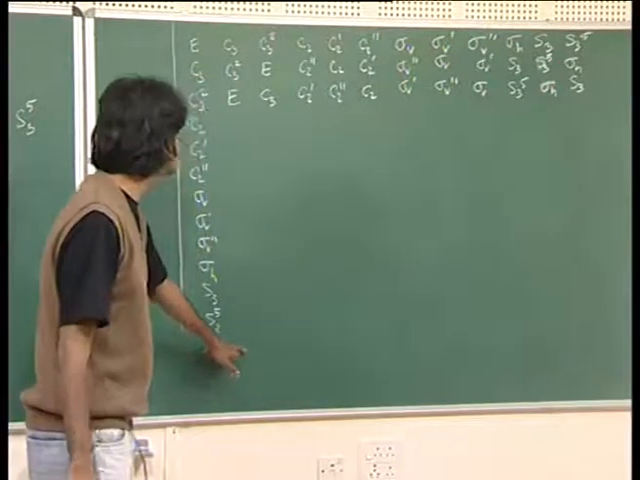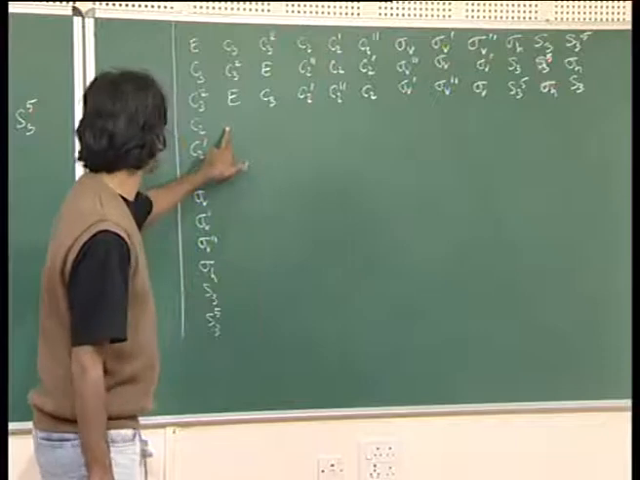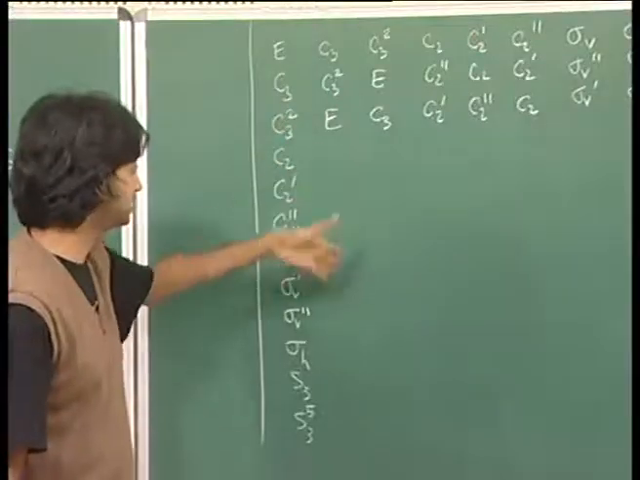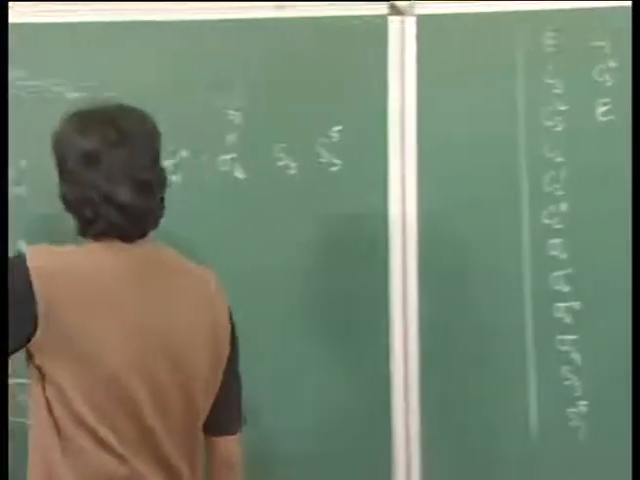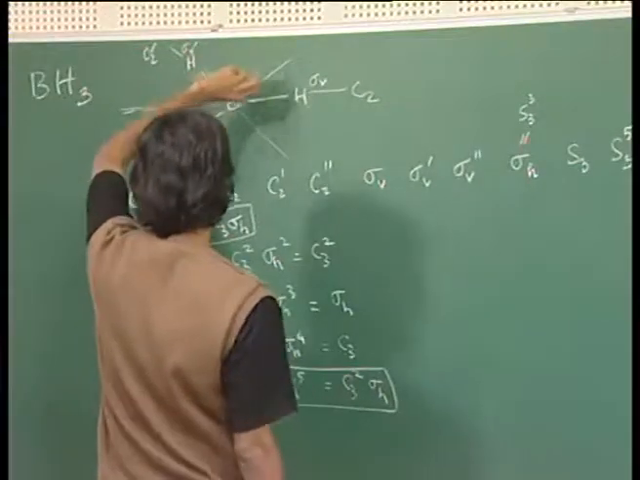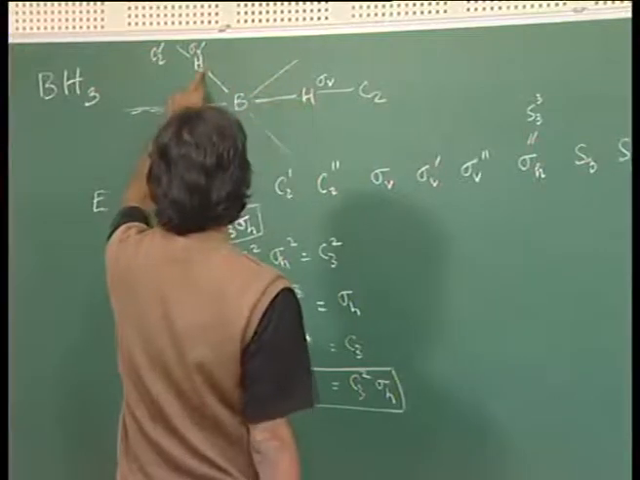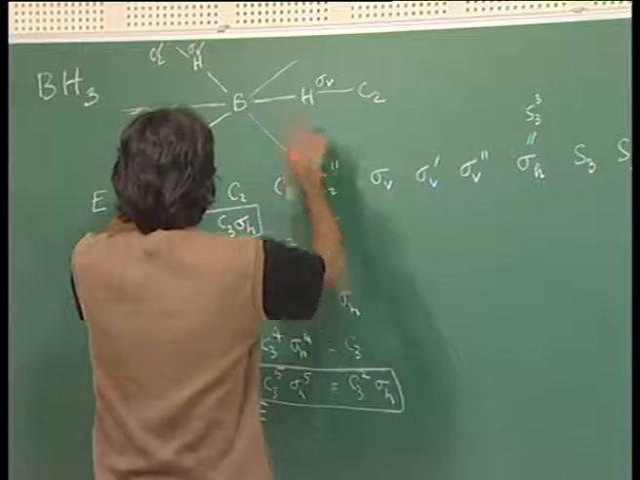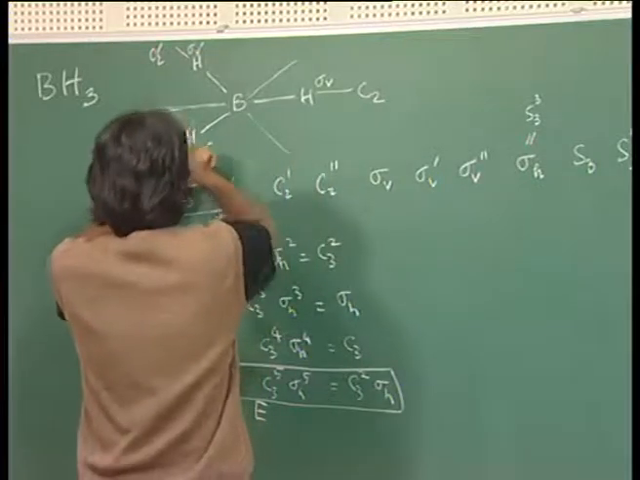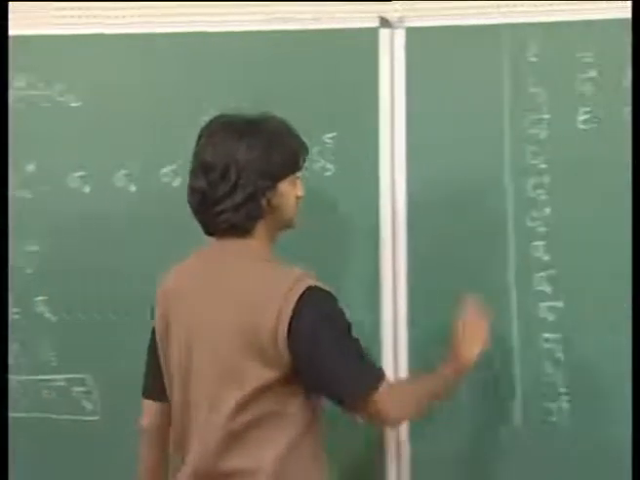I can evaluate all of these. So for example, we'll just do a few of them and then we'll write the remaining. So what is C3 followed by C2? Suppose I do C3 first. C3 will bring this hydrogen here, and then follow it by C2. So this hydrogen has come here and that corresponds to a C2 prime.